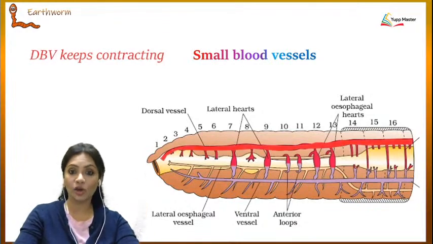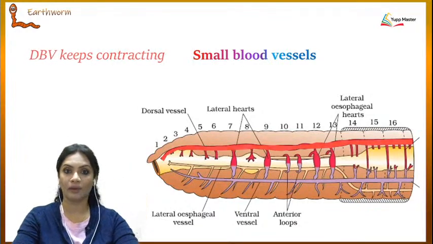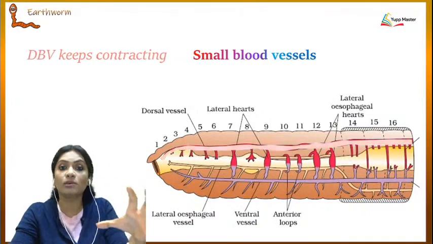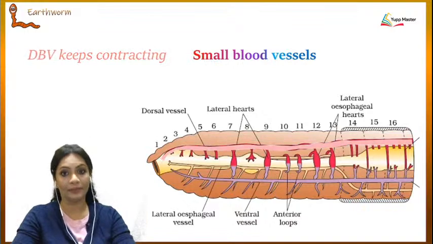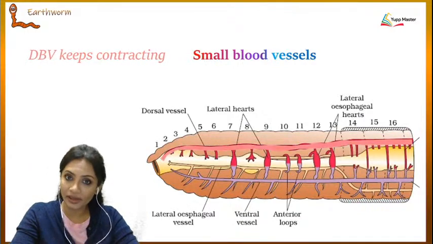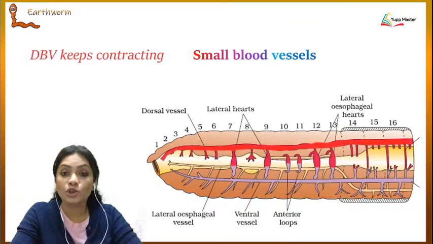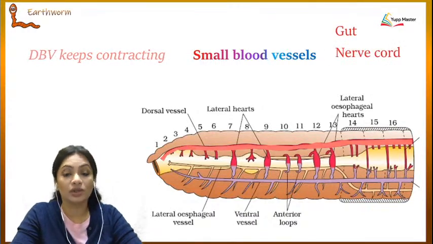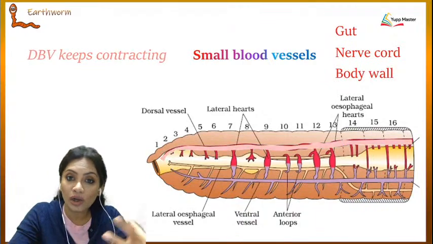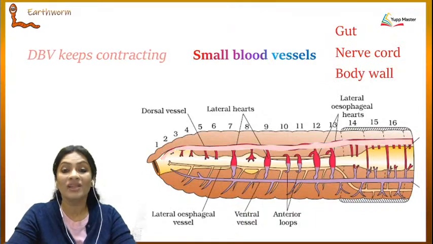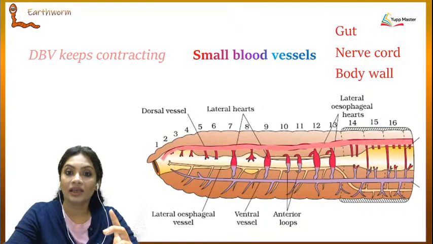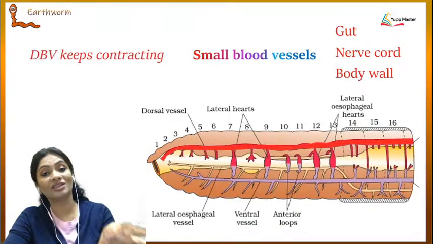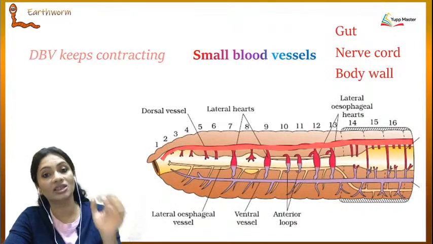So basically it cannot be this one dorsal vessel which can supply to everyone. So the dorsal vessel will be dividing into smaller blood vessels which we can call capillaries, and those capillaries will take the blood to all the different parts of the body of the earthworm, like to the gut, to the nerve cord, and also to all parts of the body wall. Alright, so this is why we say that it is a closed circulatory system and blood is found within the blood vessels only.